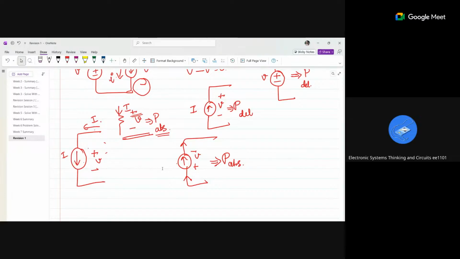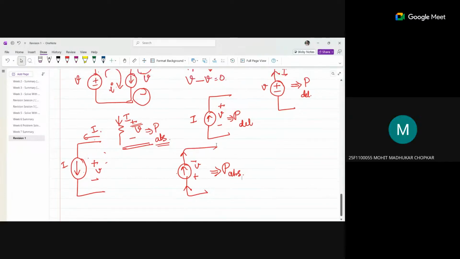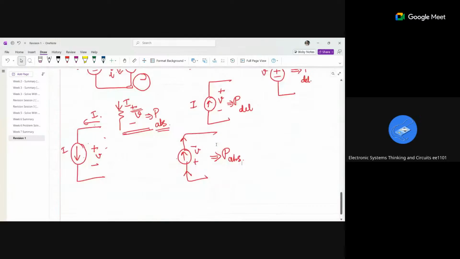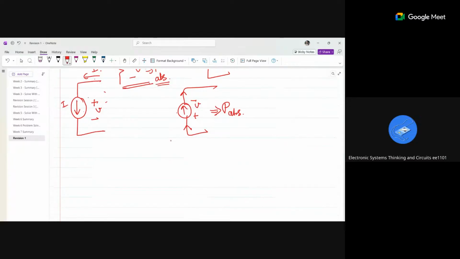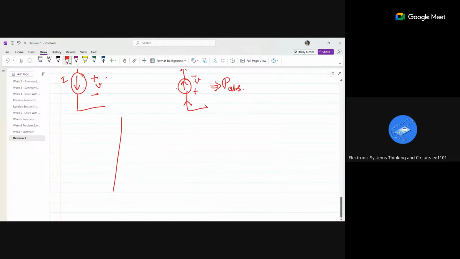No. That depends on the values also, right? It depends on the value, the direction in which the current is flowing, and whether the voltage is dropping or giving rise to a potential increase. And as we saw in the VI characteristics of a current source, how will the VI characteristics of a current source be?